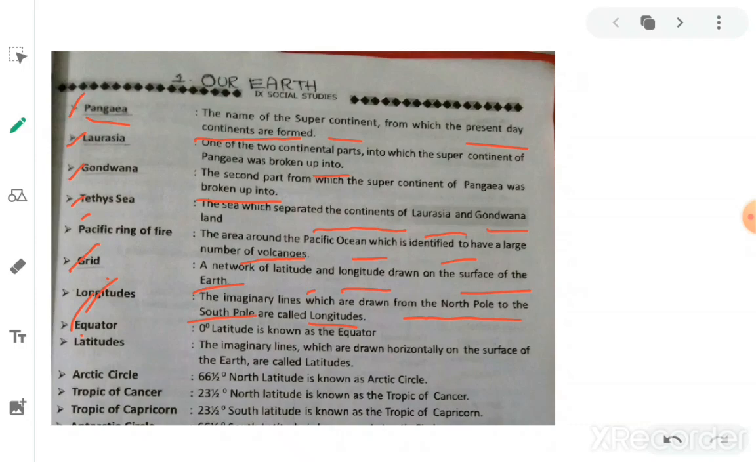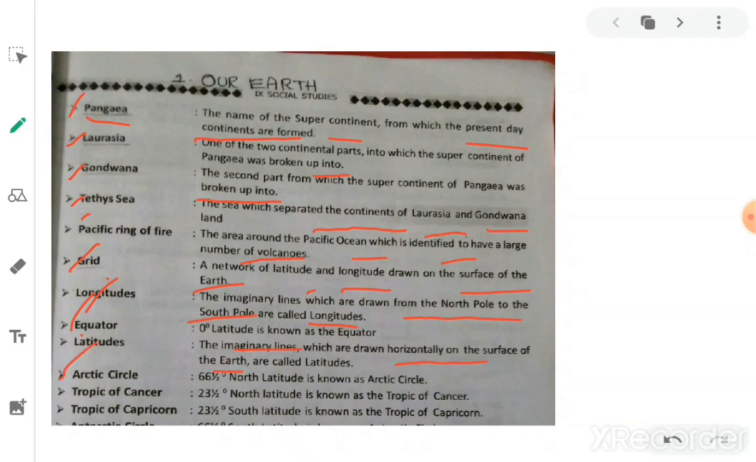Next one is latitudes. These are imaginary lines which are drawn horizontally on the surface of the earth. So longitudes are vertically drawn imaginary lines, whereas latitudes are horizontally drawn imaginary lines. We have a total of 180 latitudes, and we have 360 longitudes.